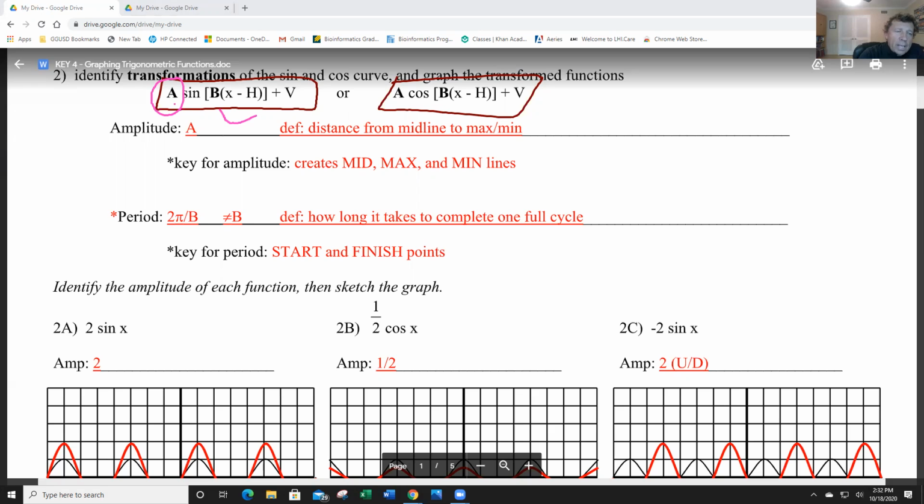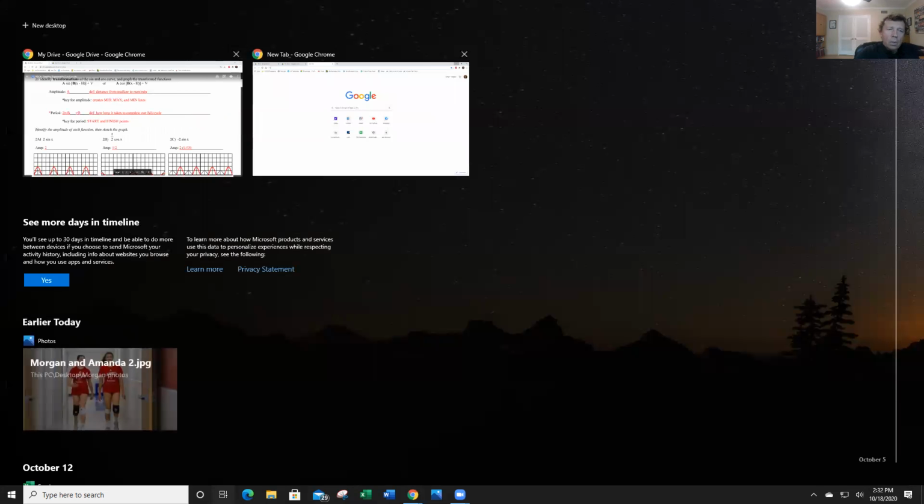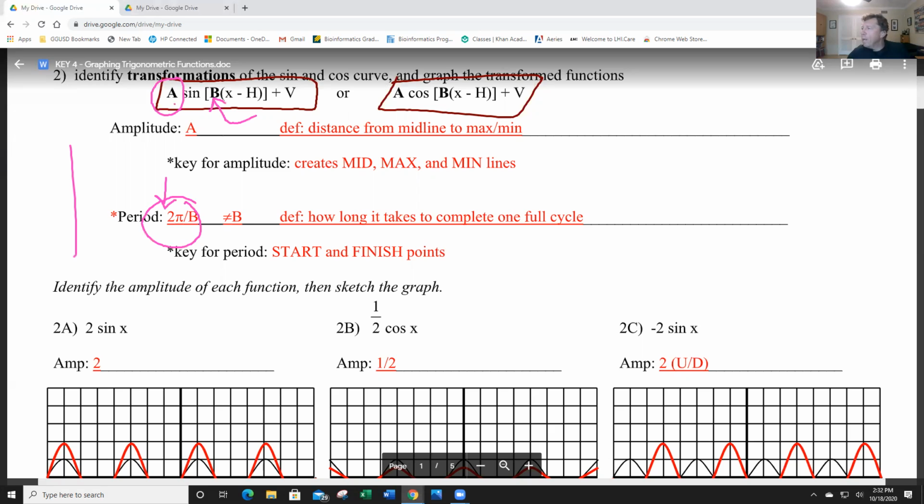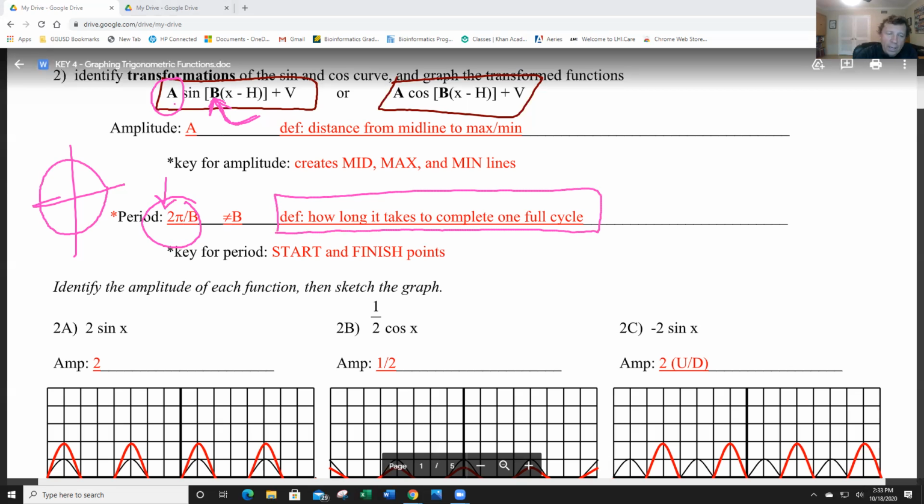Now, B is the period. We know the basic period is 2 pi. I just demonstrated that all the way around the unit circle. So, like I said, all the way around it is 2 pi. That's the basic period of it. However, if there's a term right here where I have put B, you've got to take 2 pi and divide it by B, and that will tell you how long it takes to complete a full cycle, okay? It's probably easier to demonstrate how I'm going to do it just by doing it, okay?